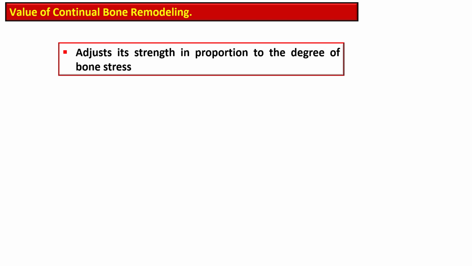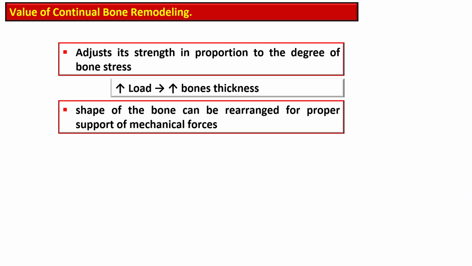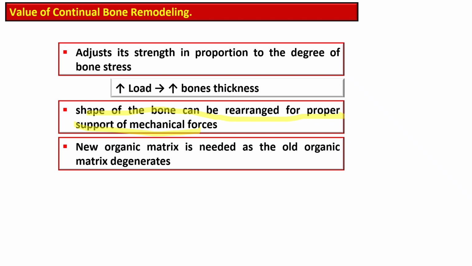So this mechanism of bone remodeling is very important because the bone adjusts its strength in proportion to the degree of bone stress. The load-bearing bone is strengthened in response to increased stress, which may be caused by weightlifting or physical activity. This adaptation leads to bone thickening and increase in structural durability where it is needed. Then the shape of the bone can be arranged for the proper support of mechanical forces. The bone can change its shape through selective resorption and deposition. This ensures the bone aligns properly with mechanical forces, improving posture and load distribution. This is key in healing and growth.